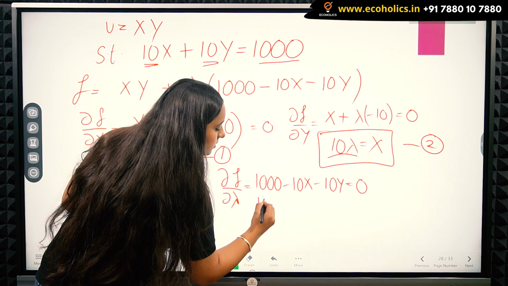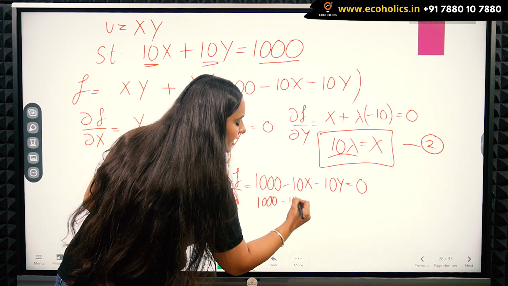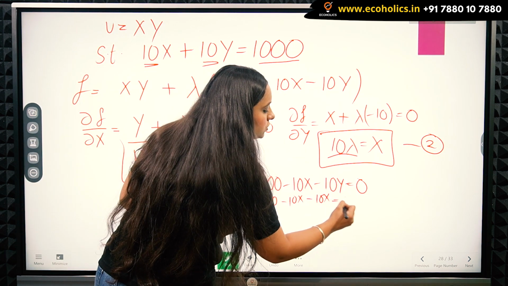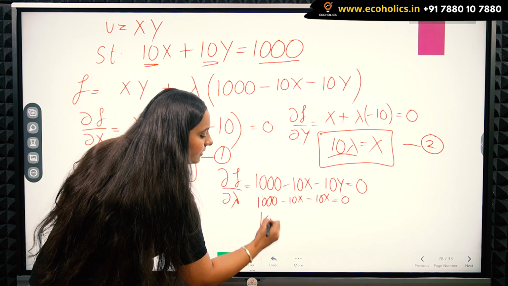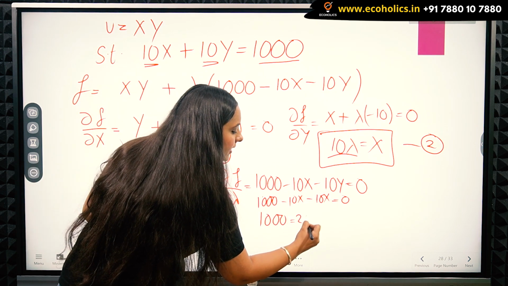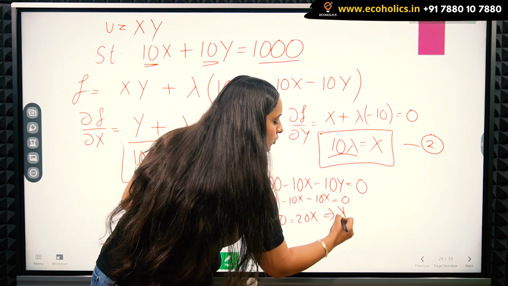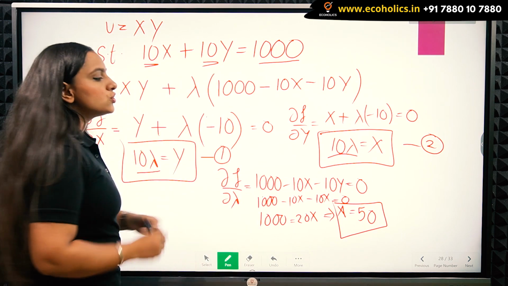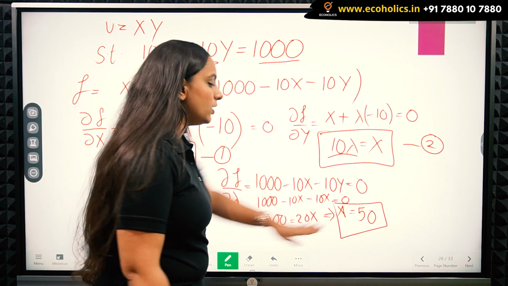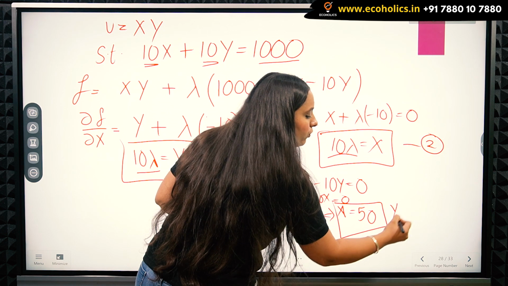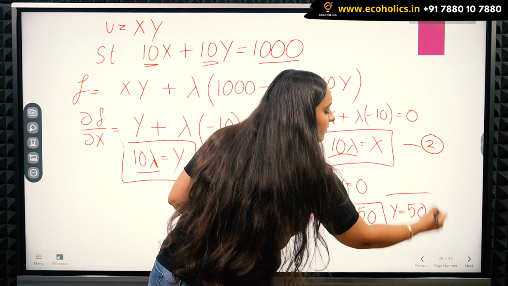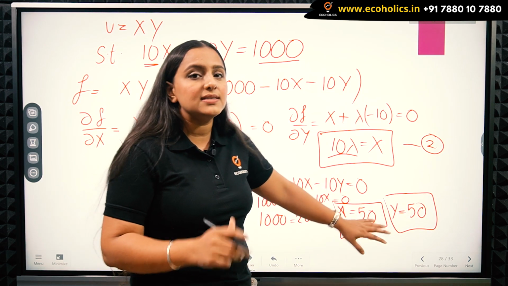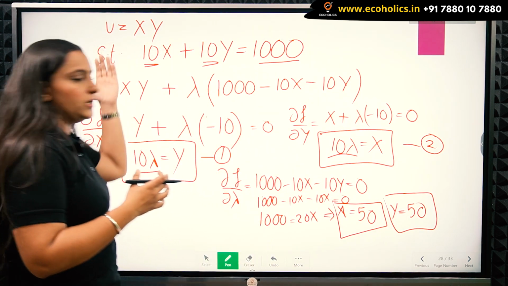So I will get 1000 minus 10x minus 10x equals 0, where I have replaced y with x. Upon solving it, I get 1000 equals 20x, which means x is going to be equal to 50. That's the value of x I have got. Since x is equal to y, y will also be equal to 50. So I have got the values of x and y, and these are the values which will maximize my utility function.